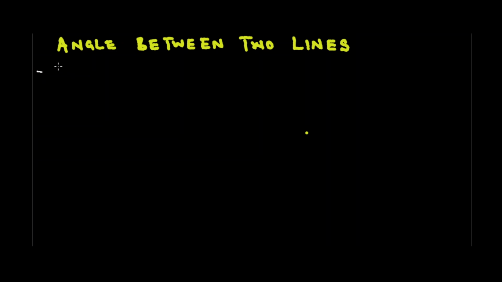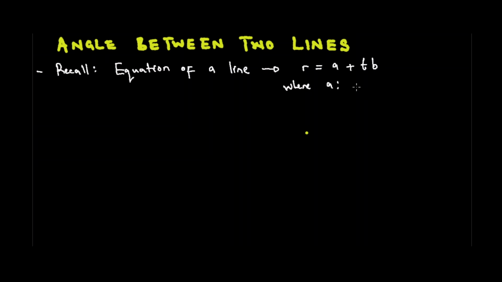First, maybe serving as a recall, we should always know the equation of a line. And what is the equation of a line? We say r is equal to a plus tb, where a is a point on the line, t is what we refer to as a parameter.